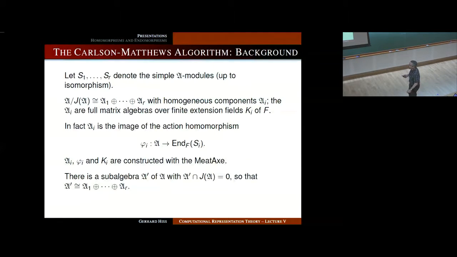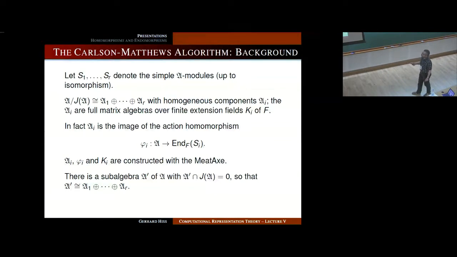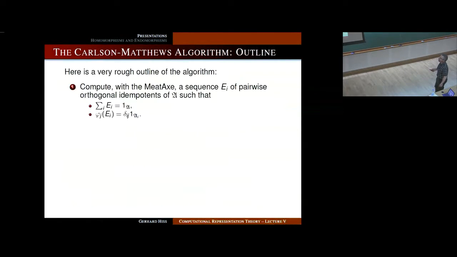Furthermore, by theoretical reasons, there is a subalgebra A prime of A, which intersects the Jacobson radical trivially, so that A prime is, as an algebra, isomorphic to this vector algebra. This subalgebra A prime is also constructed during the algorithm, and now I'm going to tell you quite briefly how this algorithm works, or what the steps are. Very rough sketch.